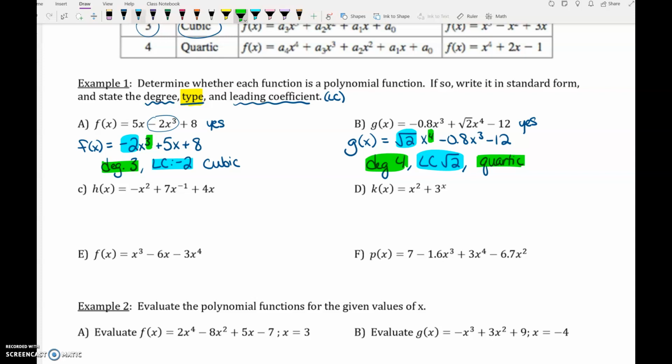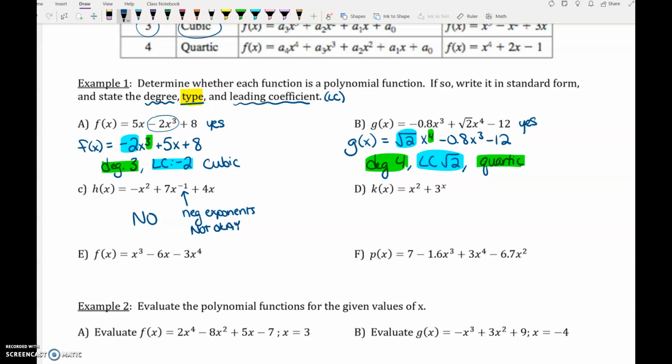Number C is not a polynomial. Why is it not a polynomial? Because there's a negative exponent. So you may want to point at the negative exponent and write something about that you can't have negative exponents. So negative exponents are not okay.